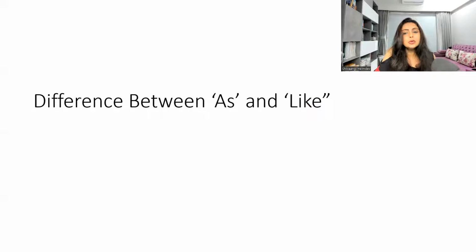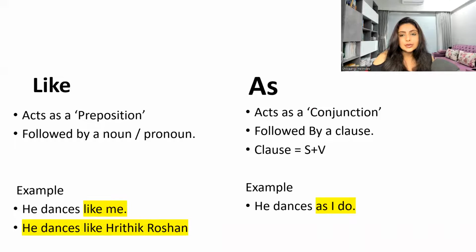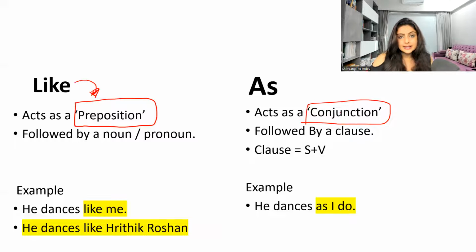So what is the difference between as and like? Like acts as a preposition. On the contrary, as acts as a conjunction. When I say like acts as a preposition, what does this mean? This means that like is always followed by a noun or a pronoun.